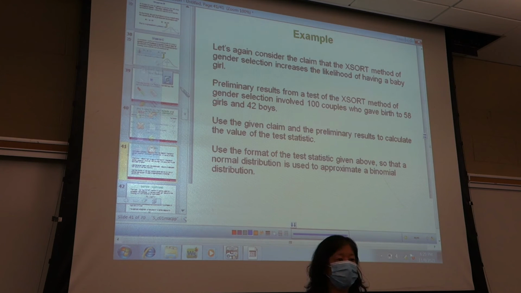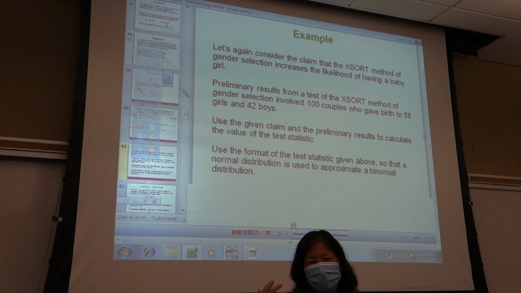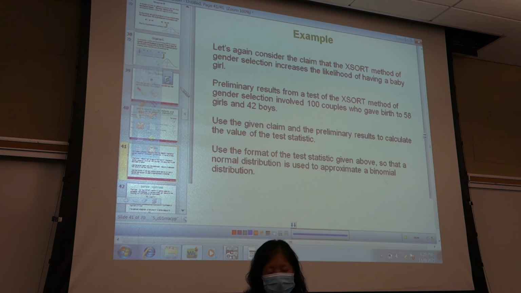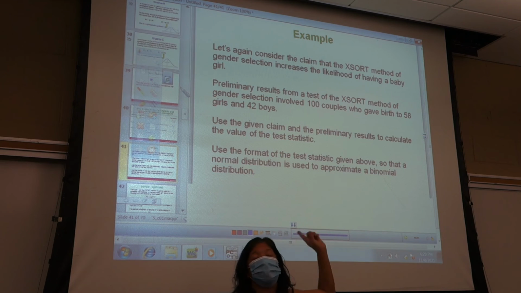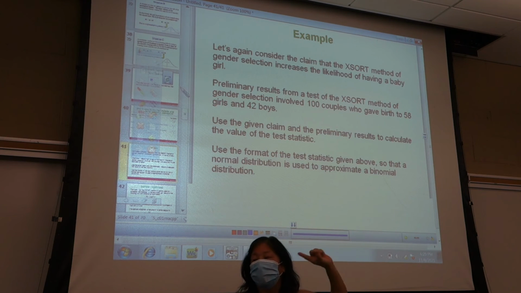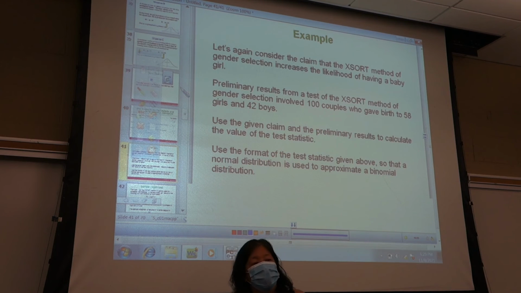What do we expect to get? 50-50. Everybody on board? Yes. You expect to get 50% girls. So I appreciate you guys trying. At least that's good. What X-sort is saying is we can do better than 50%. What is better than 50%? Greater than 50%. Does that make sense? Yes. So its claim is that if you use the X-sort method, your proportion of girls will be larger than 50%. That's the claim.